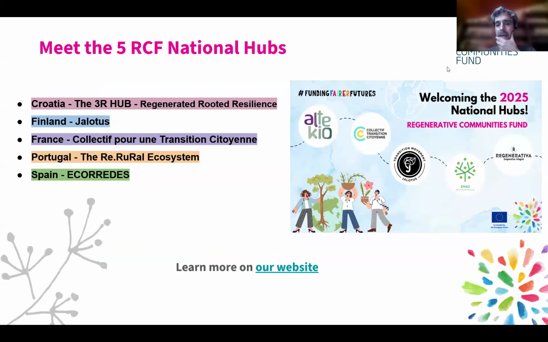And here we have the 5 hubs. We have the hub from Croatia, the 3R hub, Regenerated Rooted Resilience. The hub from Finland, Jalotus. From France, Collectif pour une Transition Citoyenne. And from Portugal, the Rural Ecosystem, and from Spain, ECOLISE. So I'm going to stop sharing my screen right now. By the way, you can read in the link here on the slide more information about them. I'm going to stop sharing my screen for now, so we can see everyone's faces.